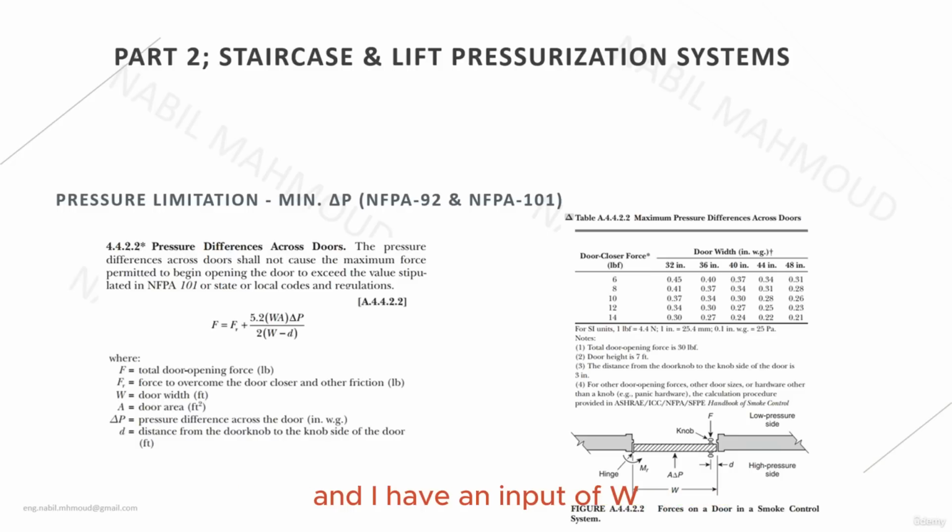And I have an input of W, which is the width of the door, and delta P, which is the pressure difference across the door, and I have D, which is the distance from the doorknob to the knob side of the door. So you can use this equation as a checkup at the end of the calculation to cross-check that your value is not exceeding the maximum allowable value in this table.